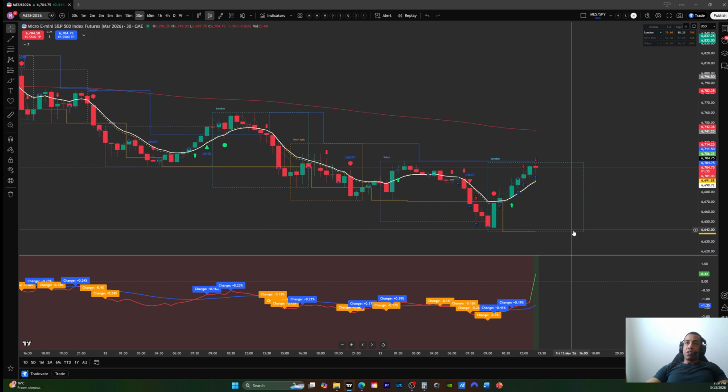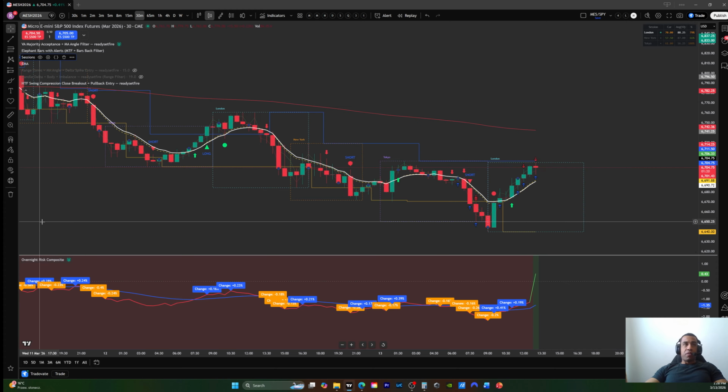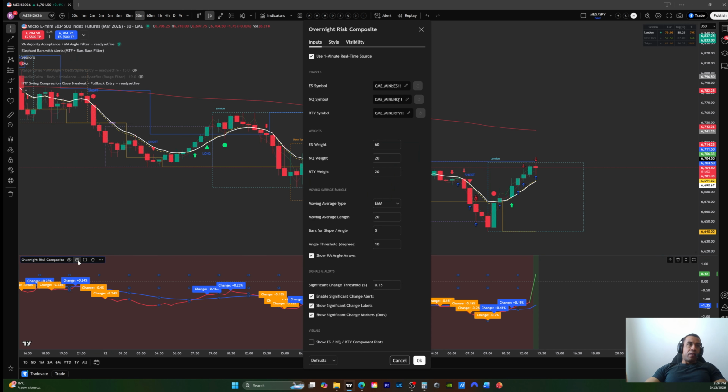I'm thinking the market is going to continue up, especially if this bias changes to bullish. With this indicator that I made, I can create alerts because I don't like sitting on the charts all day. I just wait for alerts, right? So this composite line changes to green when the average goes green overall, between the 60% weight on the ES, 20% weight on the NQ, and 20% weight on the RTY, the Russell.